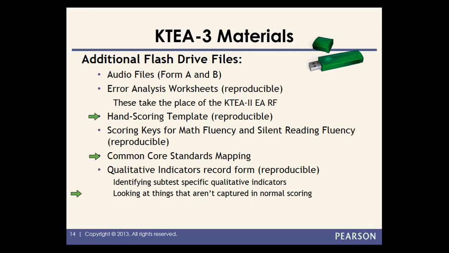Also, there is information about qualitative indicators. It's a qualitative indicators record form. Basically, what we're talking about is the ability to identify subtest-specific qualitative indicators, and we're really looking at things here that aren't captured in normal scoring. And what I mean by that is, for instance, on math, you're going to be looking at the strategies the child is going to use to complete the task. Did they skip over certain types of problems, for example? Or for writing fluency, did they make a lot of spelling errors? So that's what I mean by qualitative indicators. It's a real benefit here.